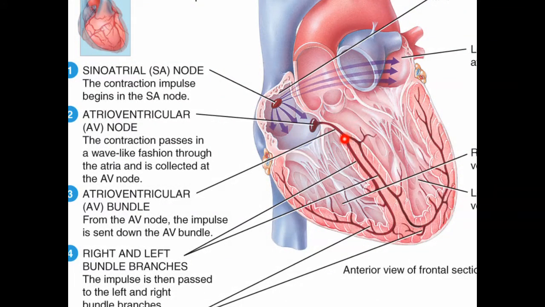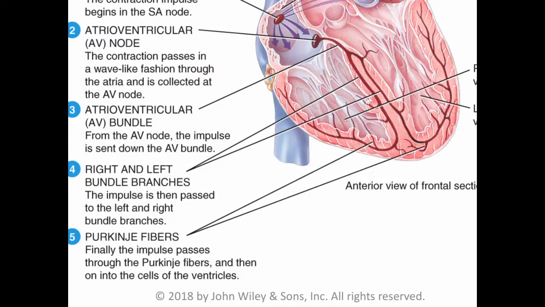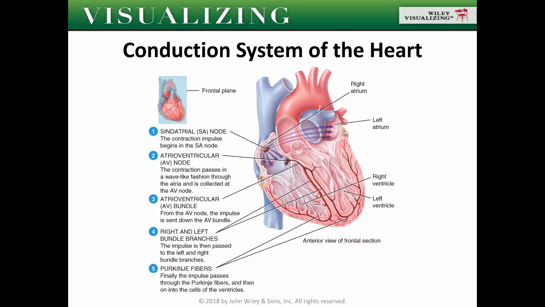So you have the AV bundle, and then it will branch out to the left and the right, the right and left ventricles. These are the bundle branches, and they will pass the signal. The signal here is electrical in origin. So the electrical signal passes from the left and right bundles to the Purkinje fibers. The Purkinje fibers are the ones that tell the muscles in the ventricles to contract. So this is the conduction system of your heart.